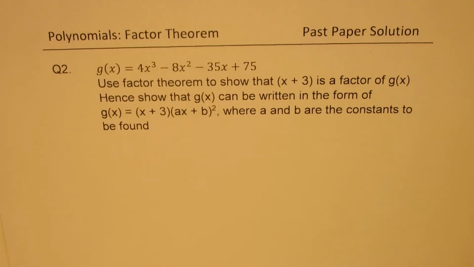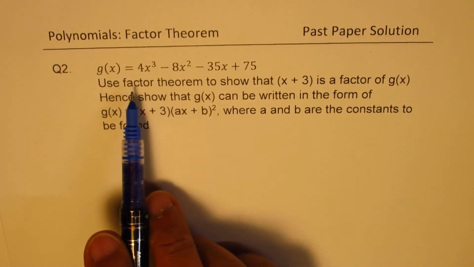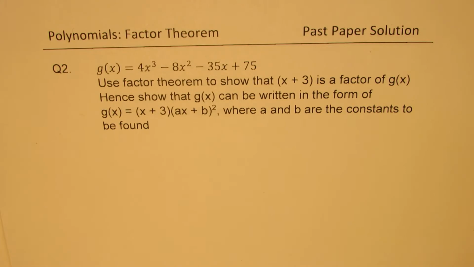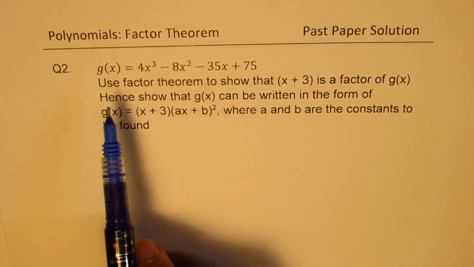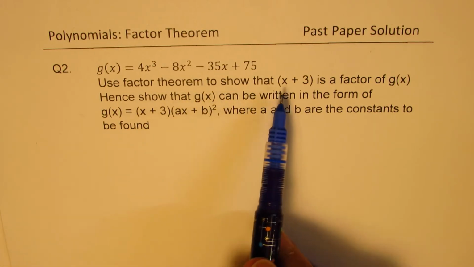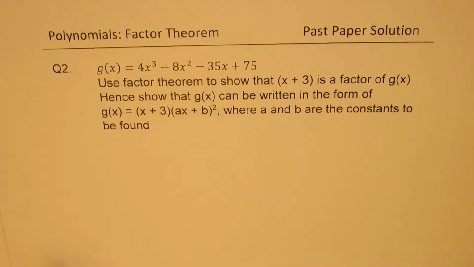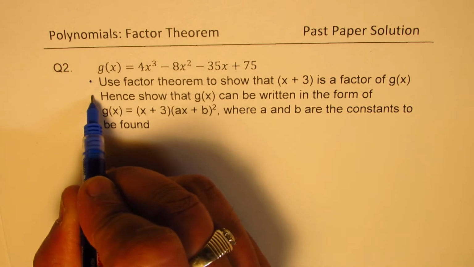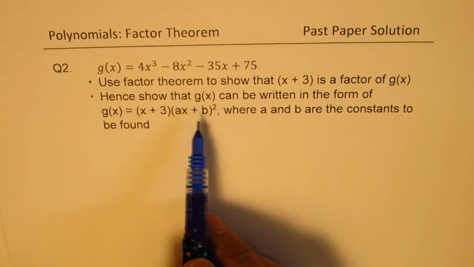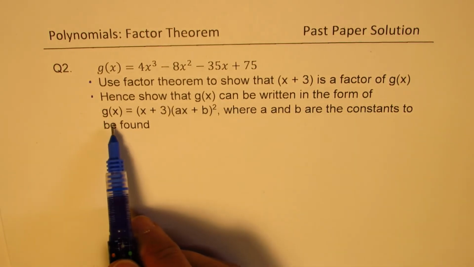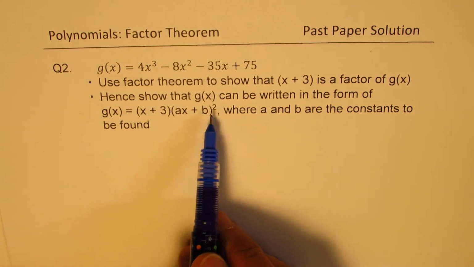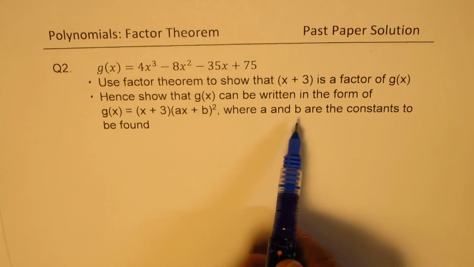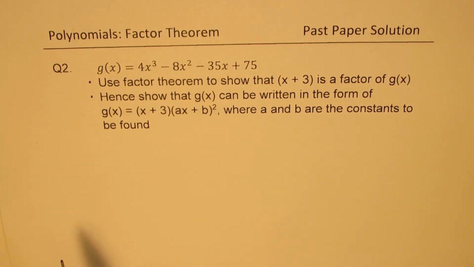Let's take question number 2. g of x is equal to 4x cubed minus 8x squared minus 35x plus 75. Use the factor theorem to show that x plus 3 is a factor of g of x. So that's the first part. And then, hence, show that g of x can be written in the form g of x equals x plus 3 times (ax plus b) whole squared, where a and b are constants to be found.